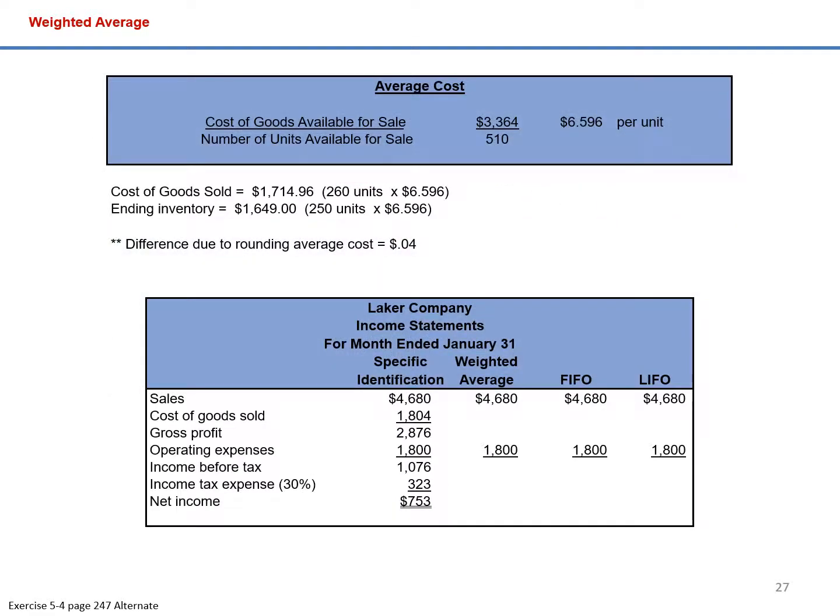So if we know that our cost of goods sold is 1,714.96 or 715, they're going to round here in the statement. 4,680 sales less 1,715 of costs equals gross profit of 2,965 less $1,800, income before tax of 1,165 less income tax expense, which is 30%. So 1,165 times 30% is 350. 1,165 less 350 is net income of $815.